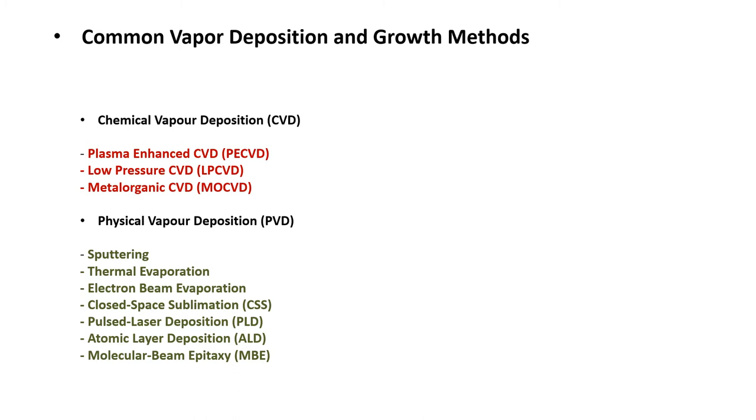On the other hand, physical vapor deposition includes sputtering, thermal evaporation, electron beam evaporation, closed space sublimation, pulsed laser deposition, atomic layer deposition, molecular beam epitaxy, and so on. There are numerous methods which can be included in these two categories, but I have chosen these to explain.